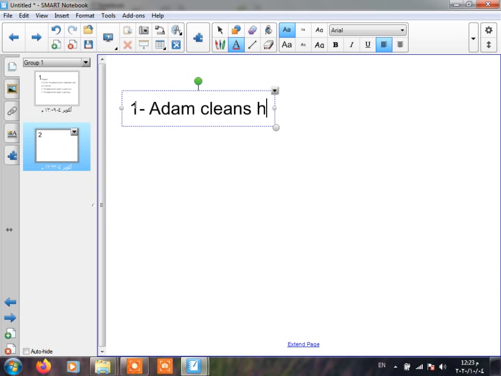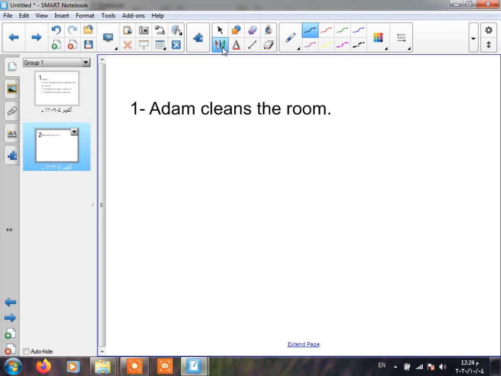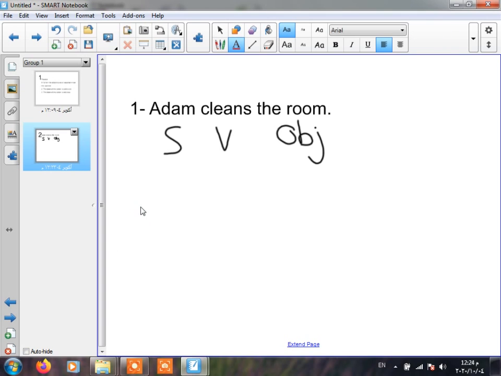Adam cleans the room. This is a sentence in the present simple because the verb has an S. How can I change this sentence into the passive voice? Here Adam is the subject, cleans is the verb, and the room is the object. So I have to start my sentence in the passive with the object.